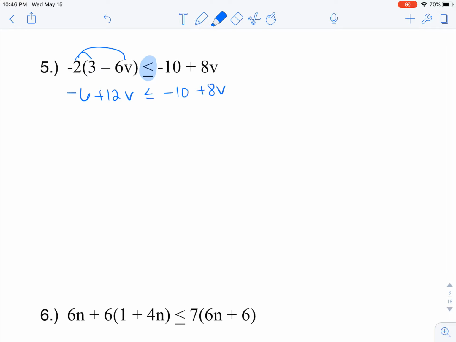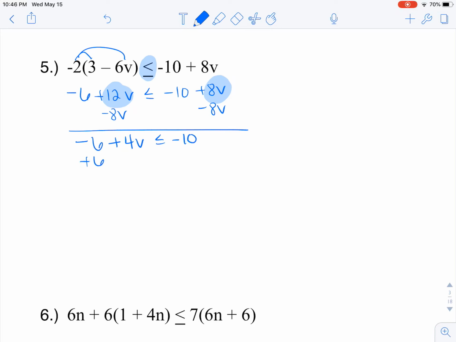Now I want to get the v's together on one side, so I'm going to subtract 8v from both sides. So negative 6 plus 4v is less than or equal to negative 10. And then I'll add 6 to both sides. So 4v is less than or equal to negative 4. Divide by 4 and get v is less than or equal to negative 1.